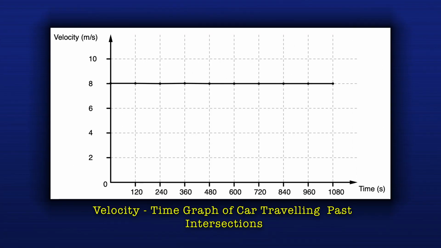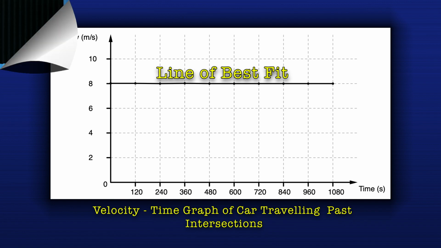Here is the graph of the data from the previous table. The line of best fit is a straight line. This indicates a linear relationship between the velocity of the car and the time it took to travel past the markers. The line is also horizontal. This means that the velocity remained constant during the time the car was moving past the intersections. The car is traveling with uniform motion. Next, you'll learn about motion that is not uniform, when objects increase and decrease velocity.